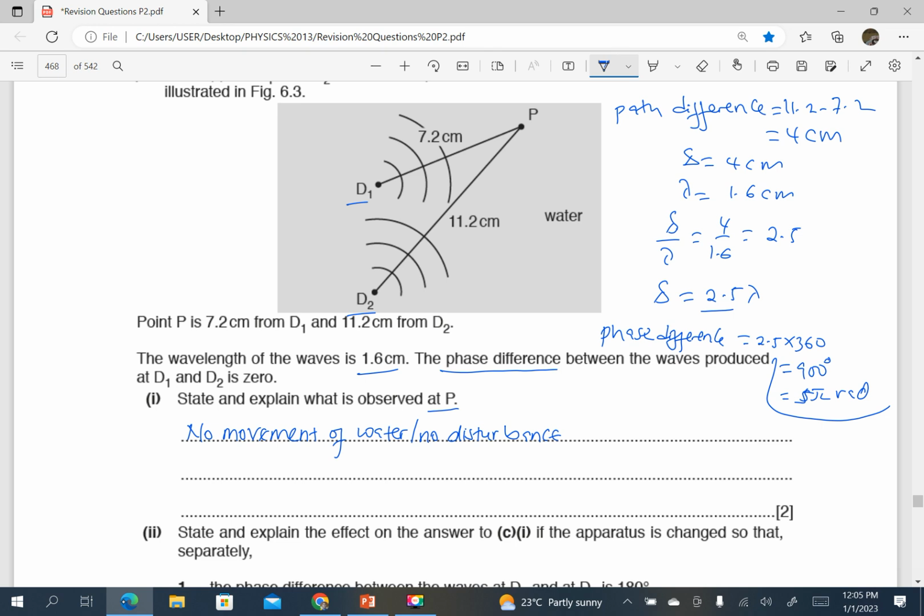The reason is very simple. The path difference is 2.5 lambda, or you can say the phase difference is 900 degrees or 5 pi radians. So destructive interference occurs.